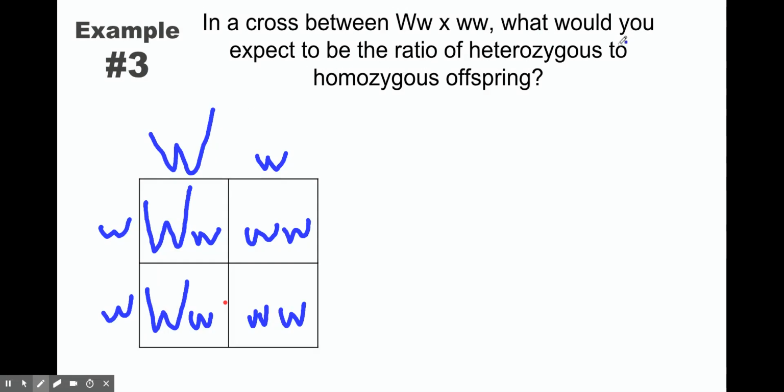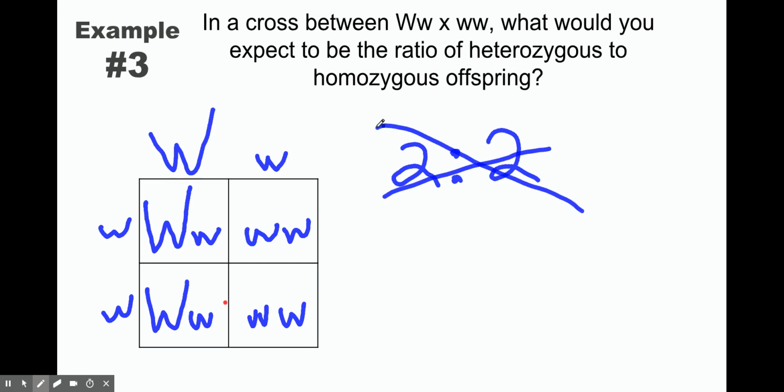And then the question says, what would you expect to be the ratio of heterozygous to homozygous? So remember, hetero means different, and we're talking ratios here. So if we're talking ratios, we just want to count this to that. All right, heterozygous to homozygous. So let's find our heterozygous first. Hetero means different. These two right here, big W, little w, are the different ones. So that would be 2 hetero to how many homo? Over here we have homozygous. We have 2 of them. So we have a 2 to 2 ratio, which we should see simplified as 1 to 1. Okay?